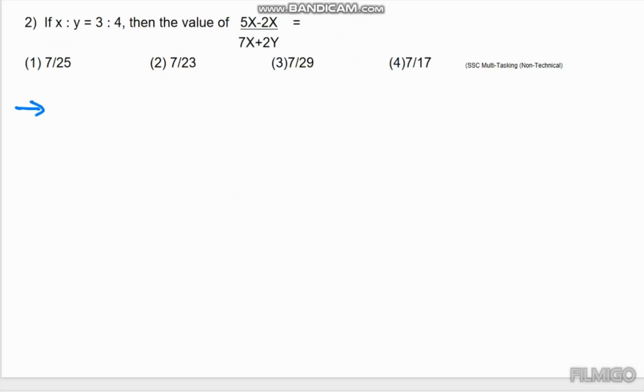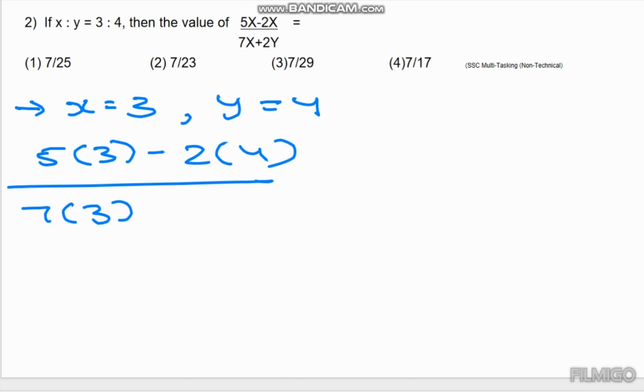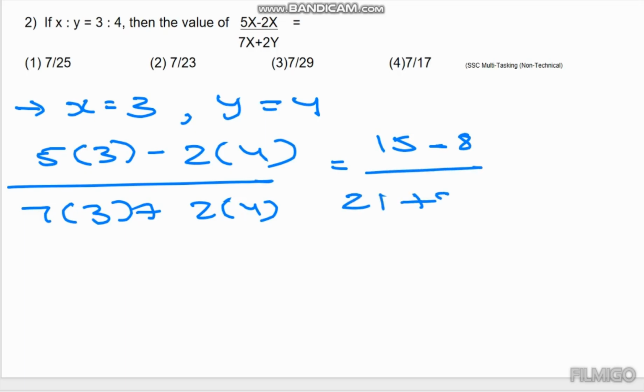Given value of x equal to 3, y equal to 4. So we can write them as 5 into 3 is 15 minus 8 by 21 plus 8 equal to 7 by 29. So option 3 is the correct answer.